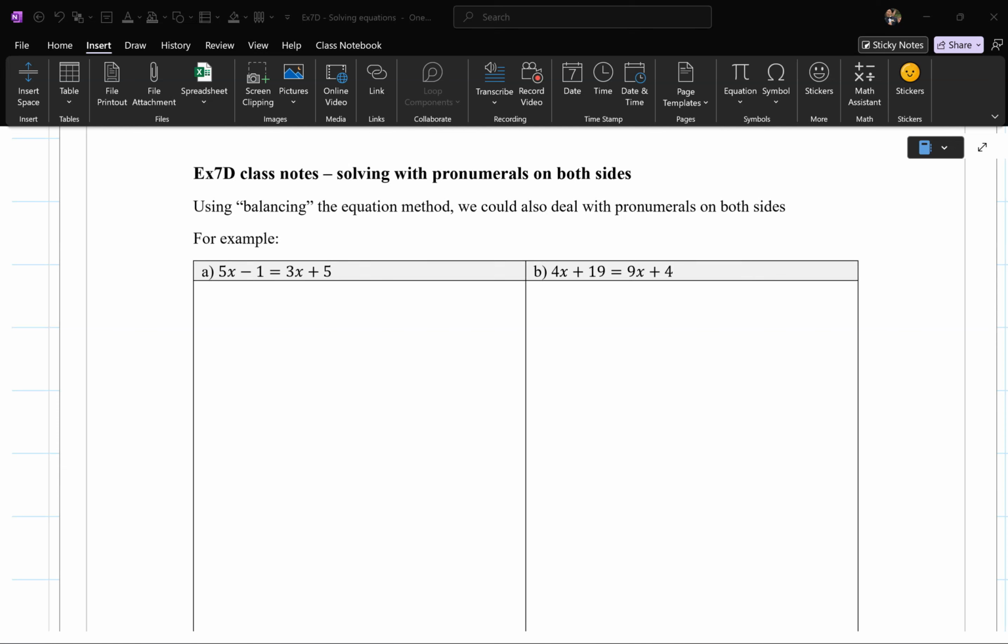Are you ready to record? Quiet down. Ashwin. Ashwin.